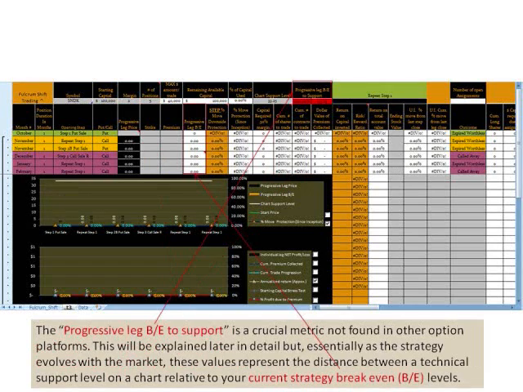The progressive leg BE or break even to support is a crucial metric not found in other option platforms. This will be explained later in detail, but essentially as the strategy evolves with the market, these values represent the distance between a technical support level on a chart relative to your current strategy break-even or BE levels.